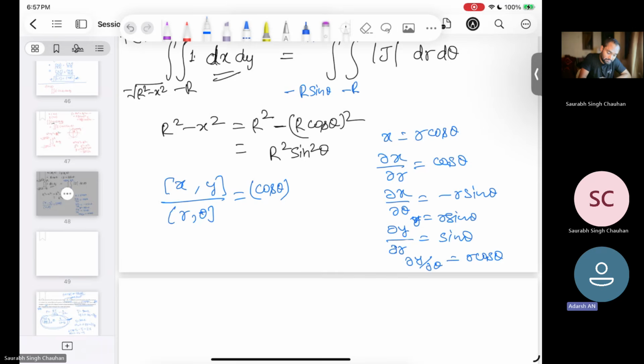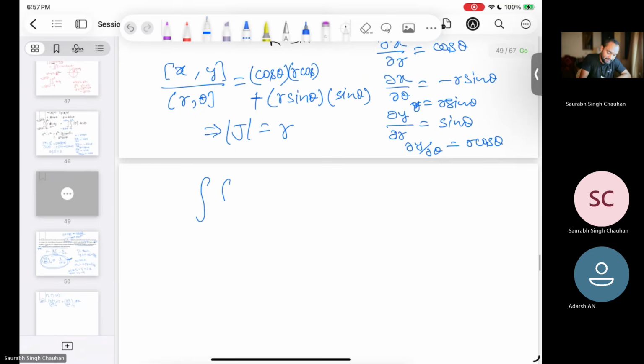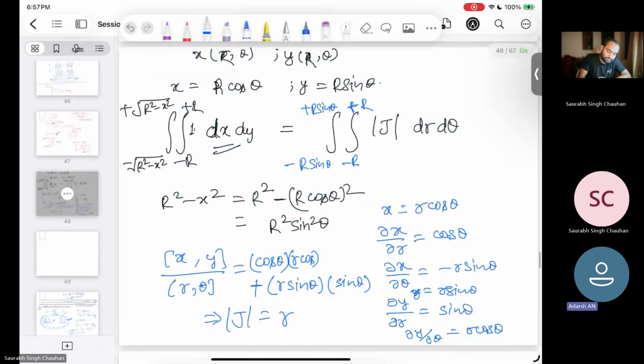R cos theta, sorry, r cos theta, minus the partial derivative of x with respect to theta, so minus r sin theta, so minus minus will become plus, times sin theta. So it will be r cos square theta plus r sin square theta. So this Jacobian is actually r. So our area becomes the Jacobian, that is r, times dr d theta.